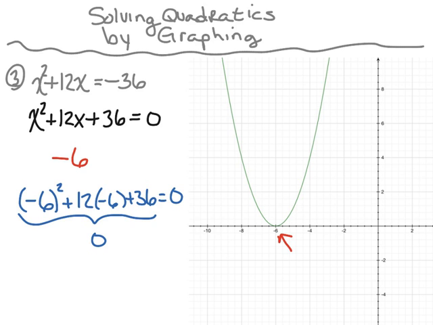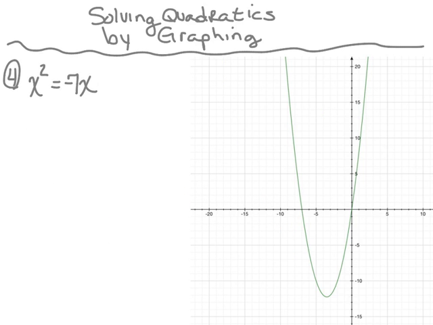Okay, example number 4, we have x squared is equal to a -7x. Just as in the previous example, we want to make sure that the equation is equal to 0 first. So I'm going to do that by moving my 7x to the other side, and we're going to do that by adding. So at this point, I now have the new equation, x squared plus 7x is equal to 0. Now I'm ready to graph this. So again, if I enter this into my calculator, this is the graph that I end up with.